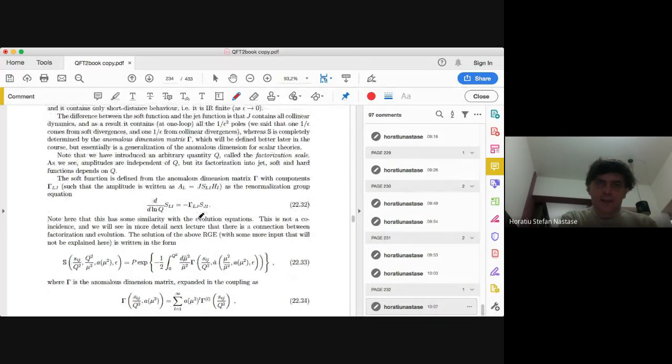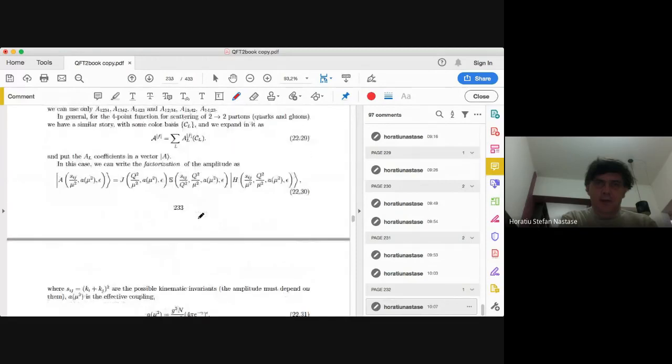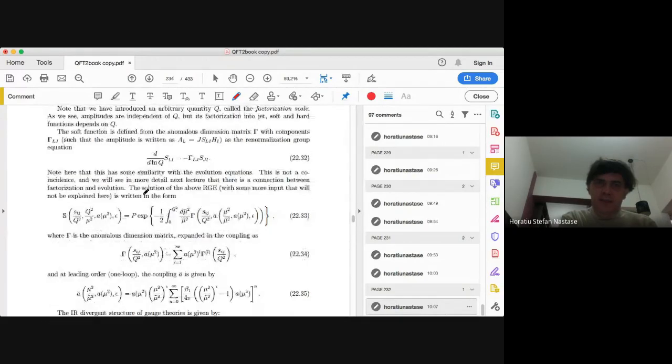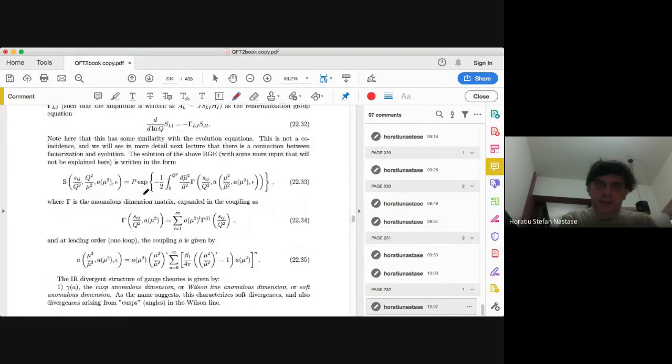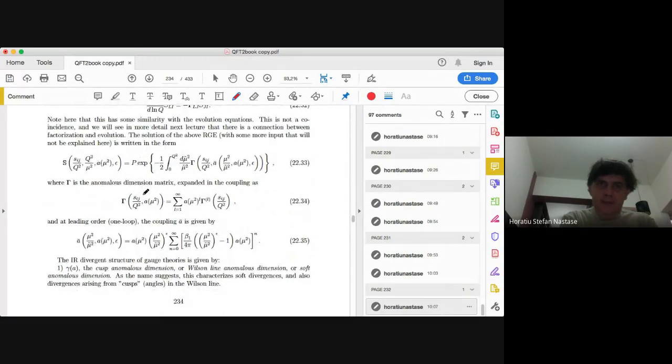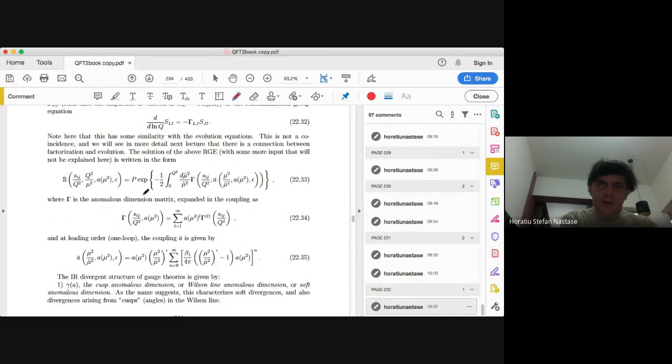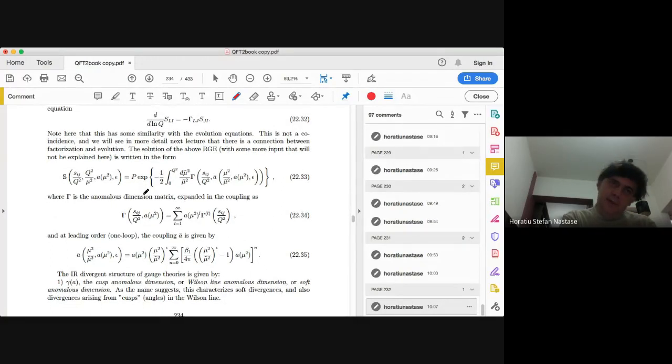We see that there is some similarity with the evolution equations in this factorization business, and we'll see in the next lecture that this is not a coincidence. There is actually a connection between factorization and evolution.